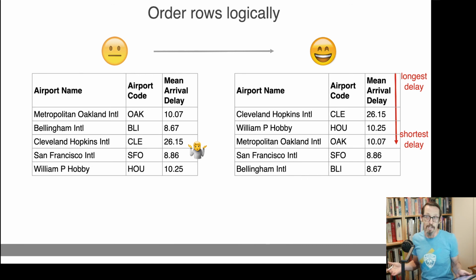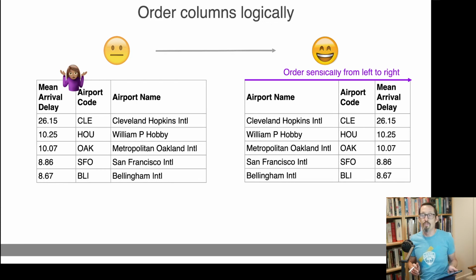Arrange rows logically. Who knows what this is? Random. Okay? What about longest delay to shortest delay? That makes more sense. Remember the data wrangling? Use that arrange. Group by, select mean arrival delay, and then arrange. My bad. I said that wrong the first time. So arrange these things logically.